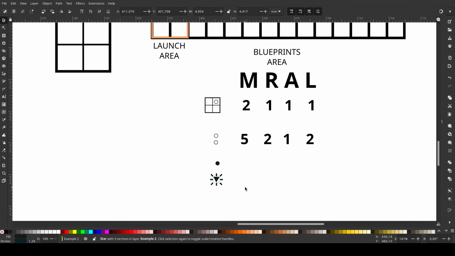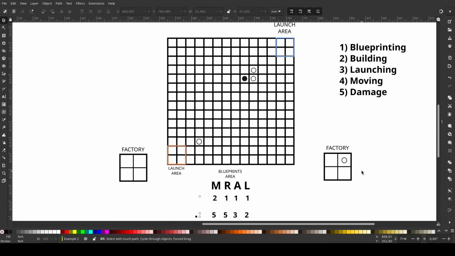So there is no limit to the amount of blueprints and units that can exist. It's limited by your imagination. As long as you, as both players, can distinguish each unit from the other, it works. Now that only leaves combat to be explained.